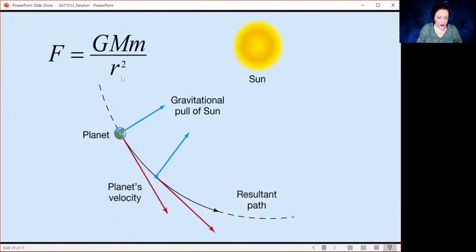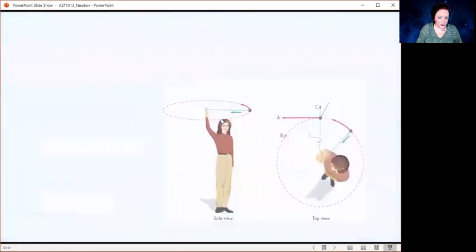So here we have the sun, and here we have, in this case, the Earth, but a planet going around the sun. And it is this force of gravity that is giving us that pull. That's what we need to exist in order for us to stay in orbit around the sun.